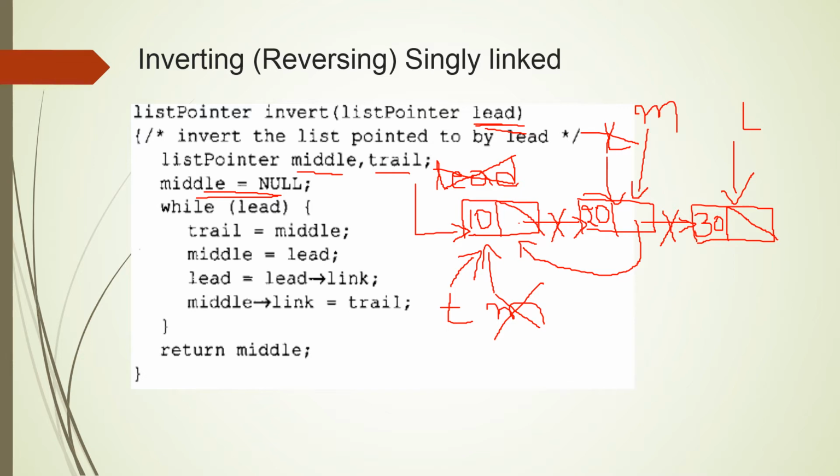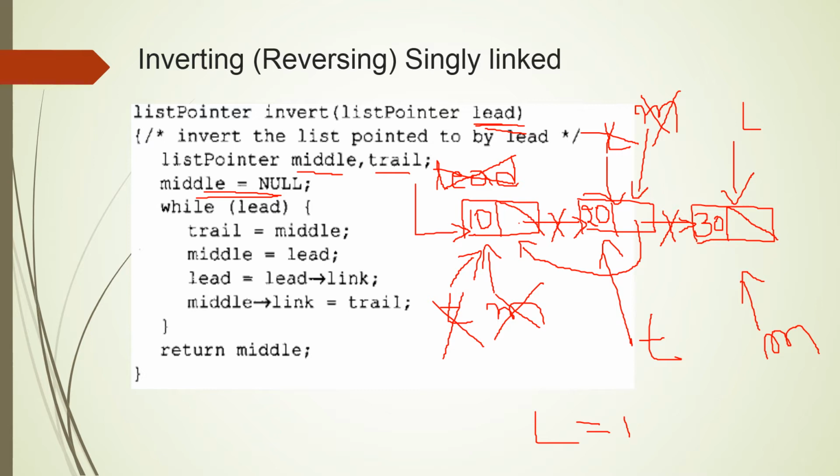Trial is equal to middle, trial will be removed from this, then it is pointing to here. Now trial is pointing to this node, middle node. Trial is equal to middle is equal to lead. So middle will be removed from this node and it's pointing to this node. Lead is equal to lead of link. By this time the value of lead becomes null.